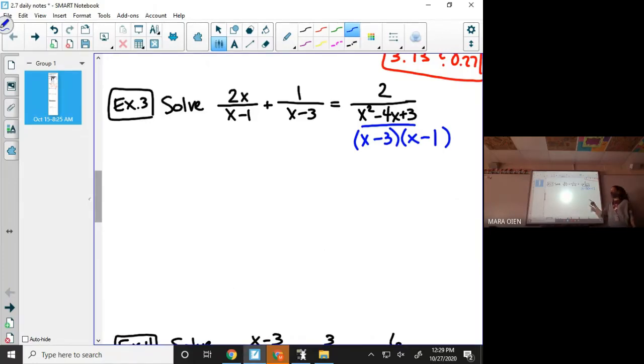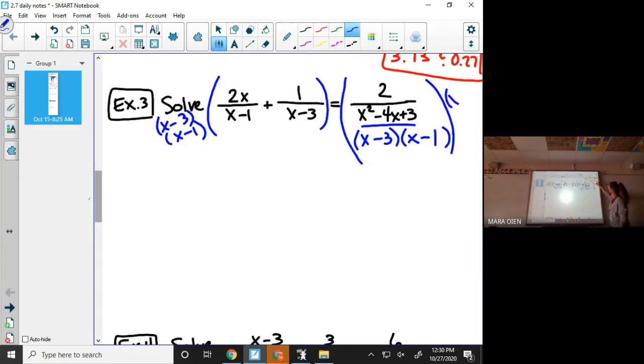And then it should hopefully match what your other two denominators are. So instead of multiplying by every single denominator, we can multiply by what's called the least common denominator. My least common denominator is going to be two quantities. It's going to be an x minus 3 and an x minus 1. So I have to multiply everything on this side by two things, an x minus 3 and an x minus 1. And I have to multiply everything on this side by two quantities, an x minus 3 and an x minus 1.